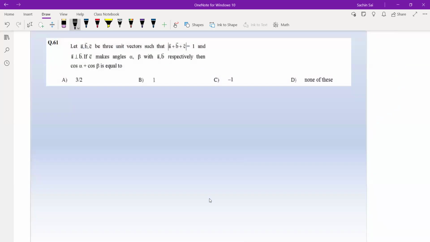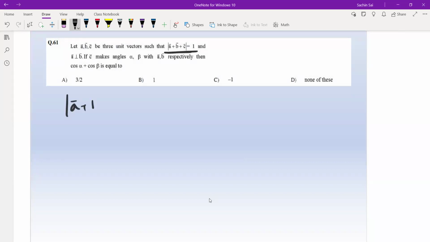Question 61. A, B, C are unit vectors such that modulus of A plus B plus C is 1 and A is perpendicular to B, right? Also, C makes an angle alpha with A bar and an angle beta with B bar. So you have to find cos alpha plus cos beta. Now, when we want to find the cosine of the angle between two vectors, we need to find the dot product, right? Based on the information given here, how do I bring the dot product into the picture?